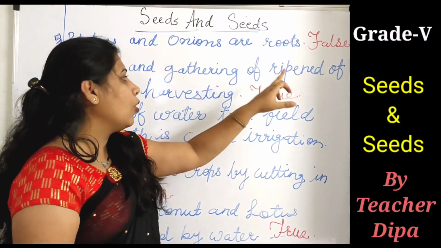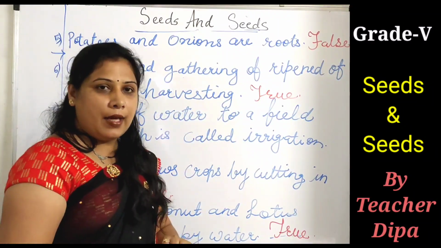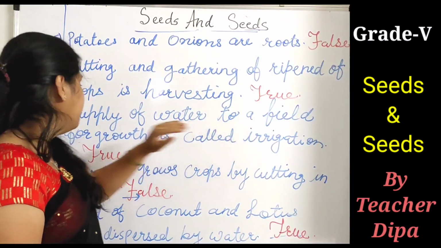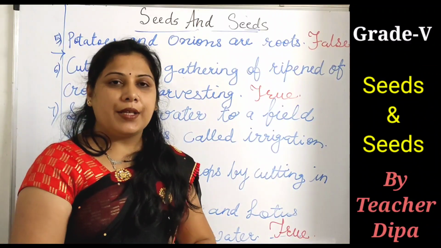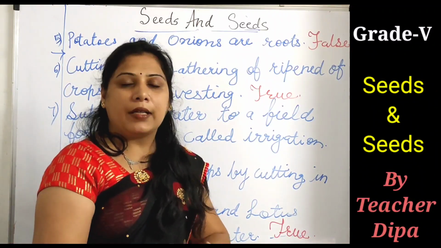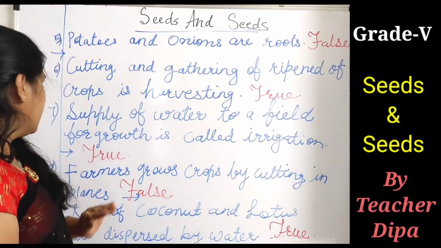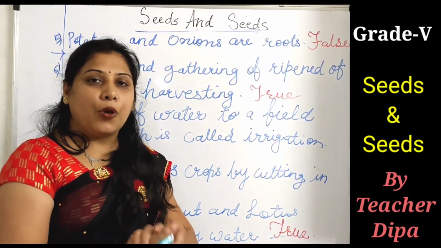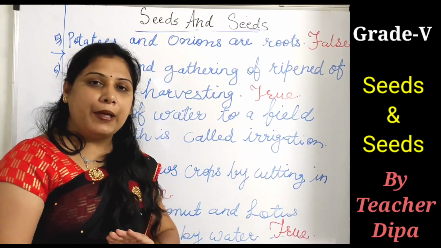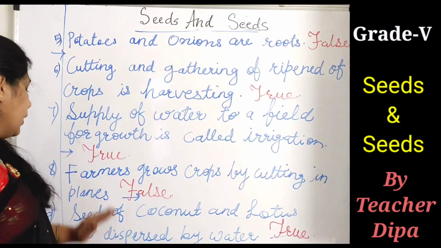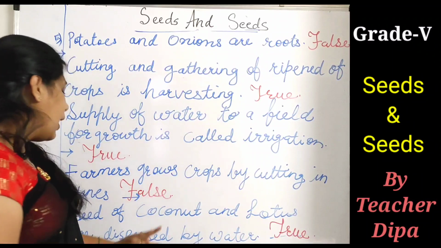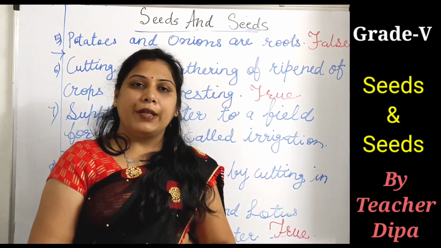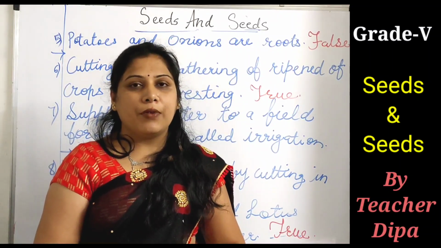It is a false statement because they are stems. Cutting and gathering of ripened crops is harvesting. Yes, that process is known as harvesting. It is true. Then, supply of water to a field for growth is called irrigation. Yes, when we give water to a plant, that process is called irrigation. Farmers grow crops by cutting in plains. No, farmers cannot grow crops by cutting it into the plains. So the answer is false. Seeds of coconut and lotus are dispersed by water. Exactly, the seeds of lotus and coconut will disperse by water. We can proceed with the next one now.